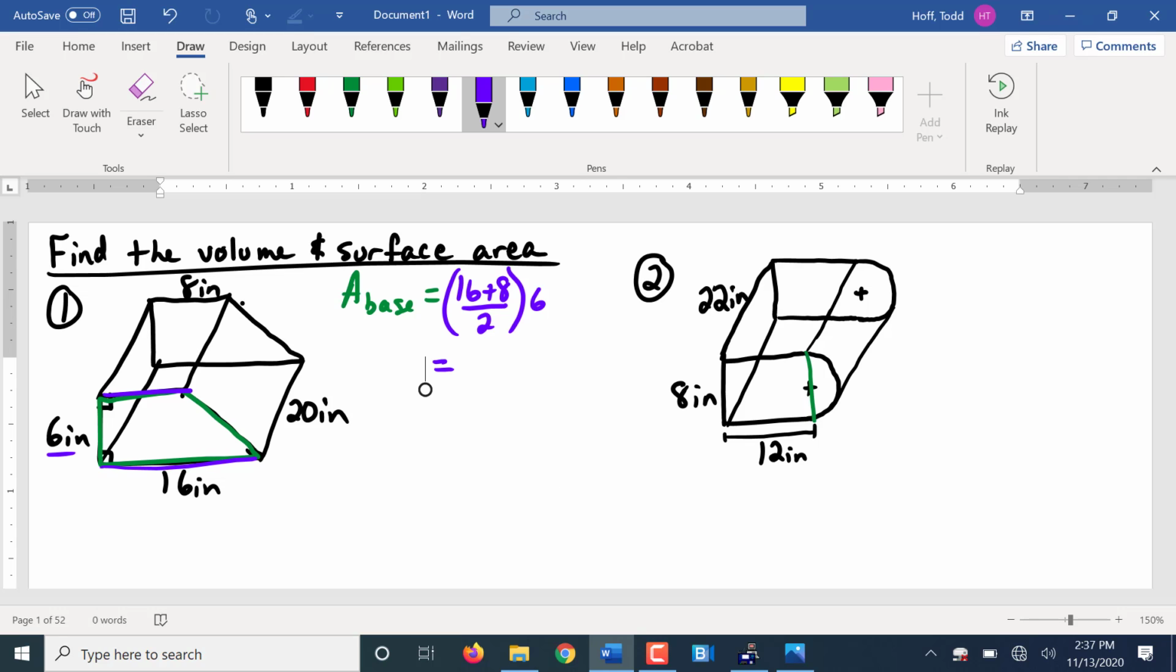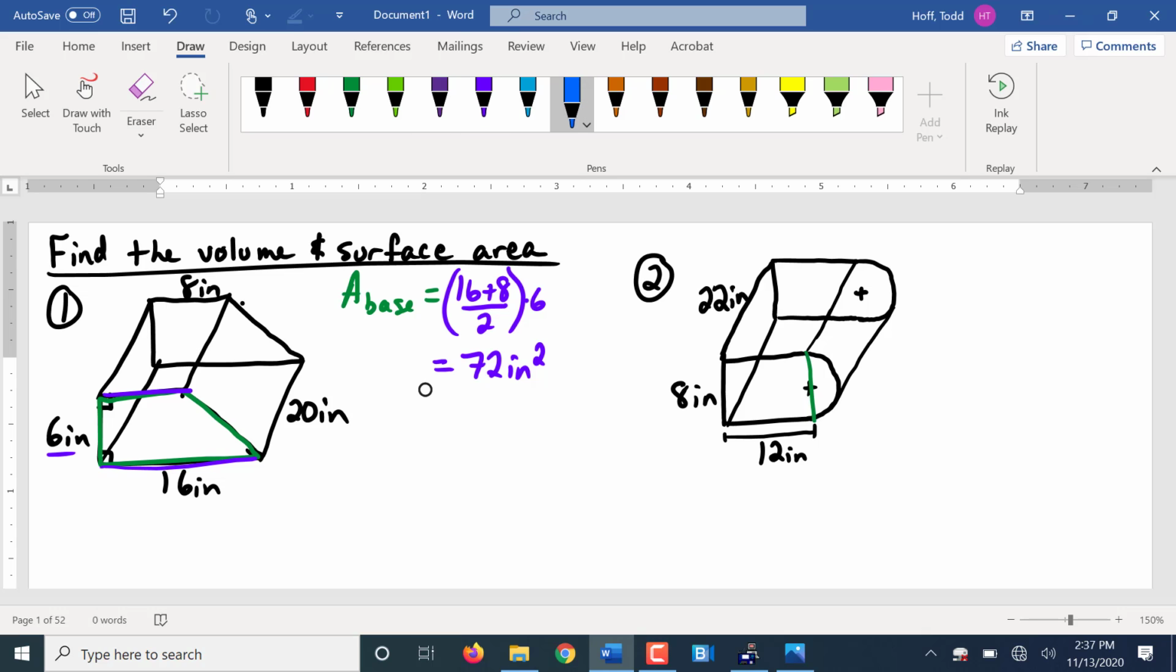So you got 16 plus 8 is 24. Divided by 2 is 12. That has to be times 6 yet. What'd you get? 72. There we go. So you got 72 inches squared. That's the area of our base.